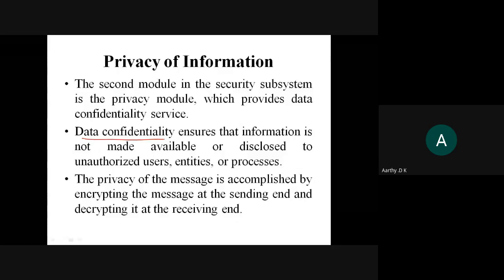When I am sending a message, it is encrypted at my side, that is, at the source side, and it is transferred over the network. At the receiver side, at the destination, it is decrypted. Decrypted means it is changed to the original message. So encryption and decryption are the two things that we do in order to provide data confidentiality.